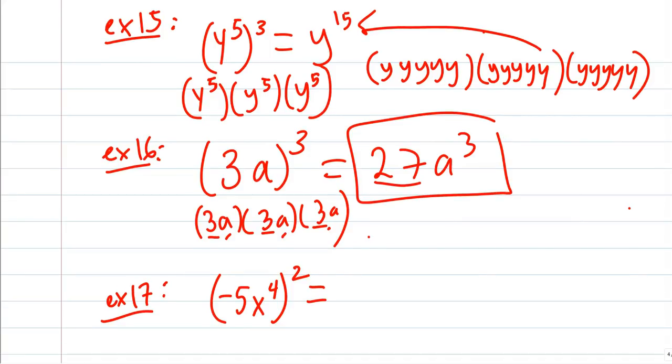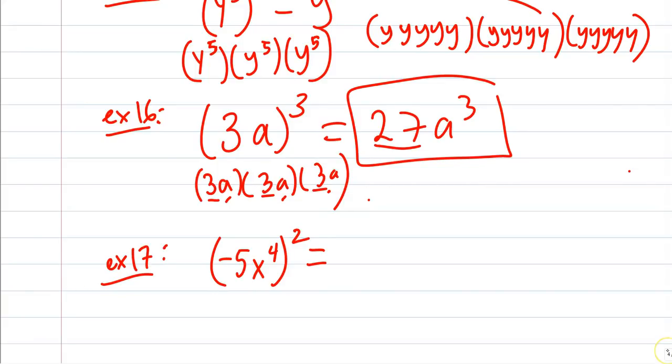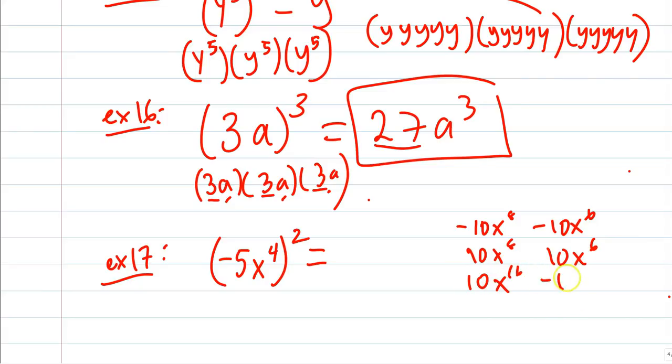What's negative 5x to the 4th, squared? Some people will tell me negative 10x to the 8th. Some people will tell me negative 10x to the 6th. I'll have some people tell me 10x to the 8th, 10x to the 6th. I'll have some people tell me 10x to the 16th, negative 10x to the 16th, 25x to the 16th, negative 25. I've seen all these answers. Are they all right? They can't all be right. So what do I do? Write out negative 5x to the 4th squared.